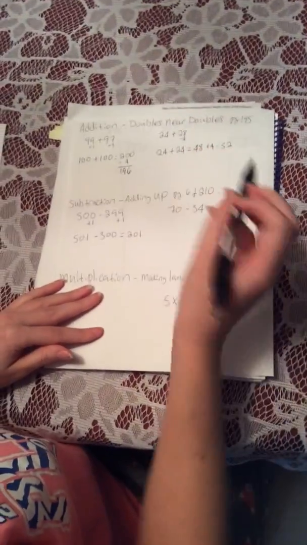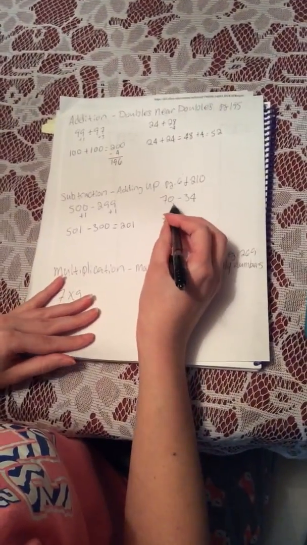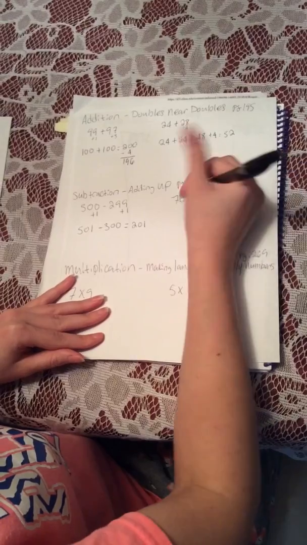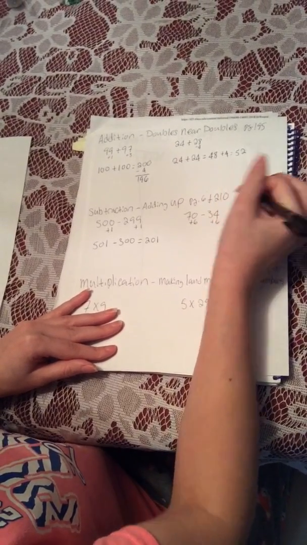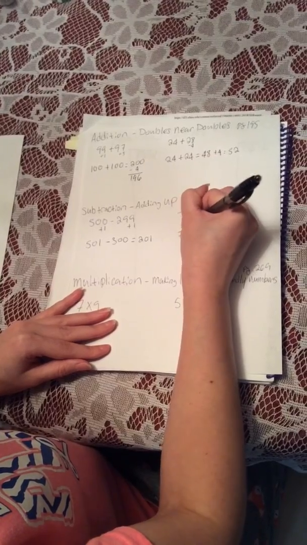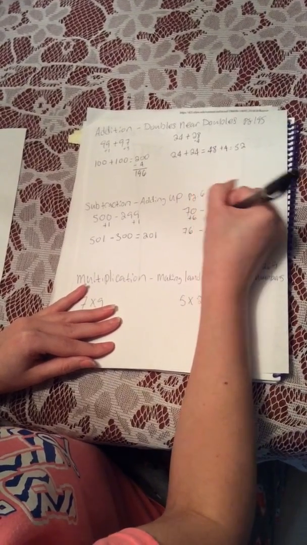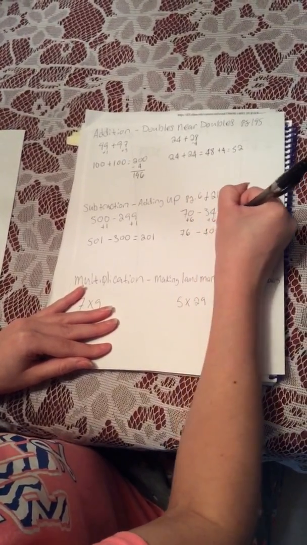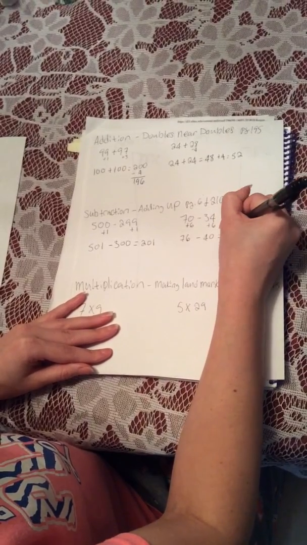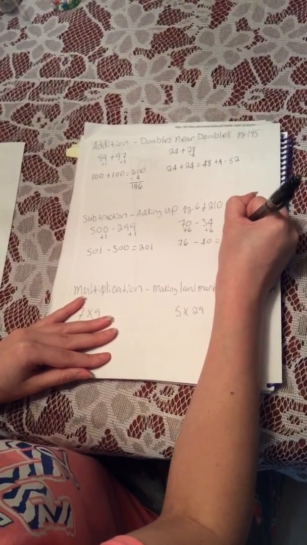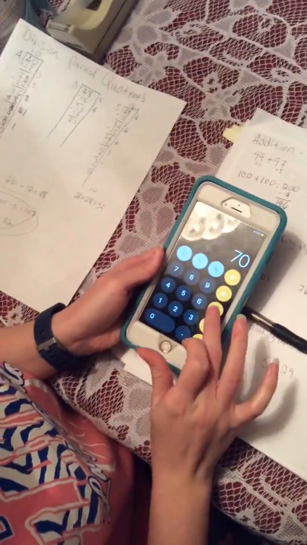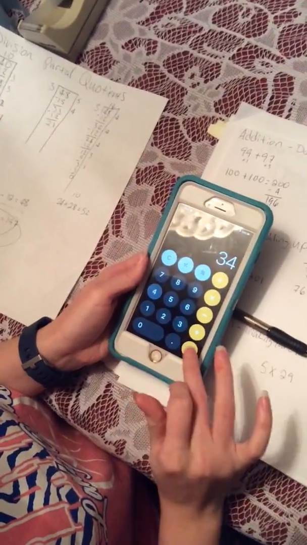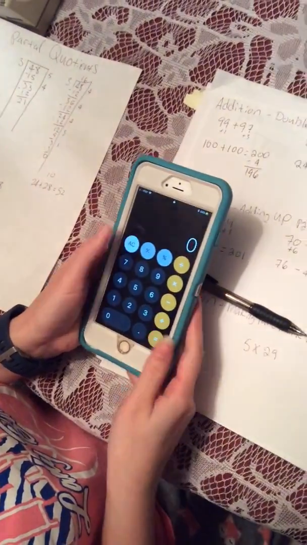My second problem is 70 take away 34. I add 6 to each. My new problem is 76 take away 40, which then equals 36. I check my answer. 70 take away 34, which equals 36.